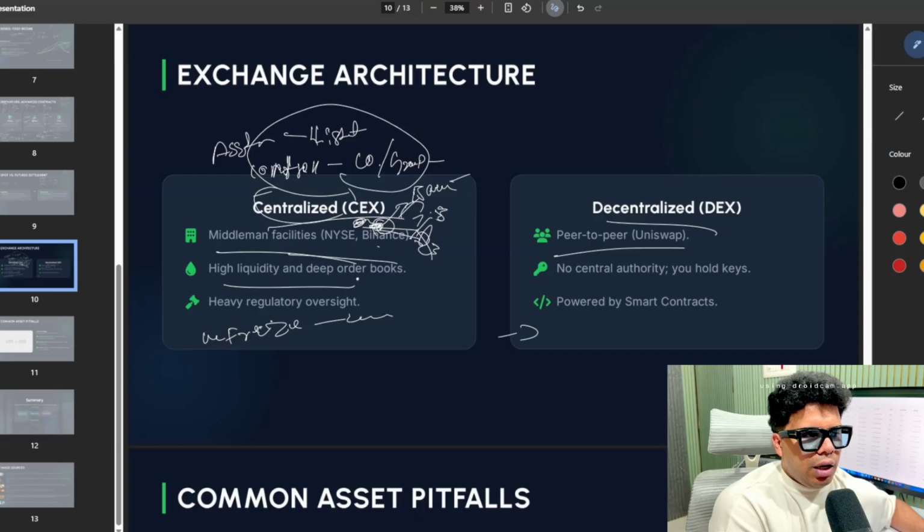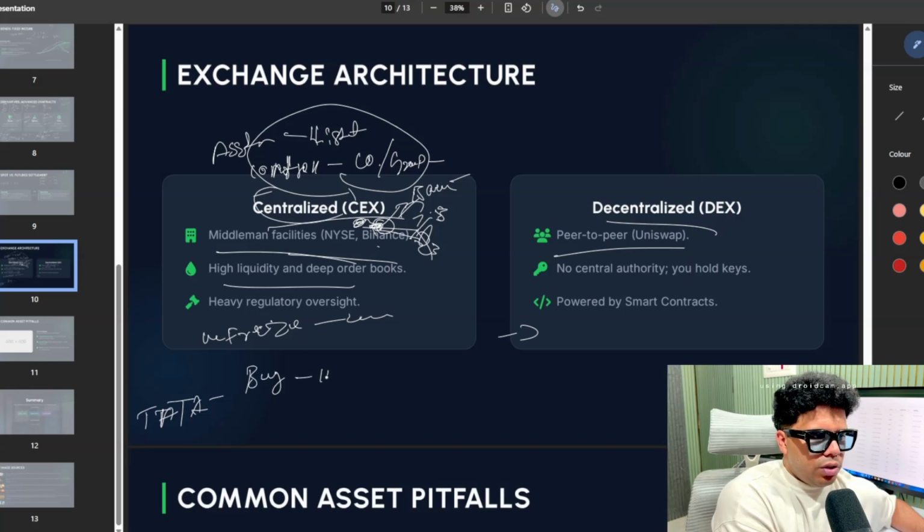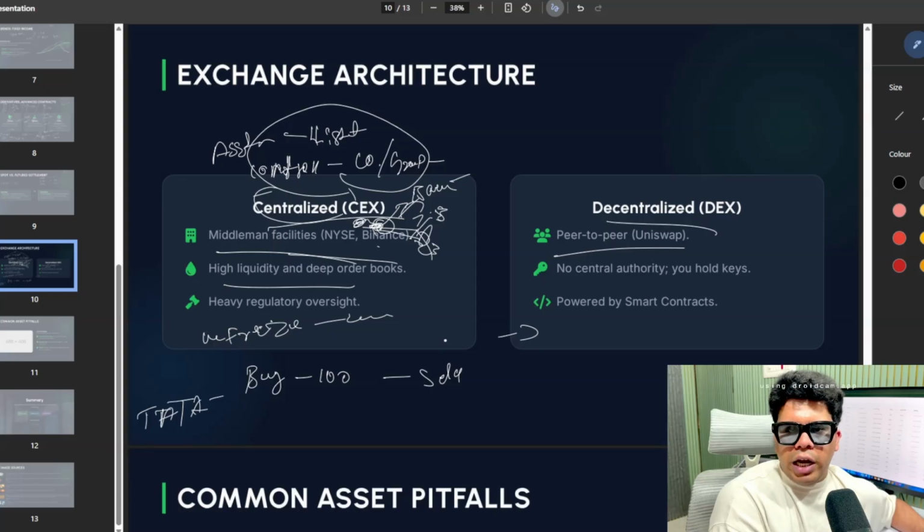High liquidity and deep order books. So what's the benefit of using the centralized? It means you will get high liquidity. For example, we're already getting some ideas about this, right? Tata Motors, if you want to buy at 100 rupees, there must be a seller at 100 rupees. This is called liquidity. If there is no seller at 100 rupees, it's called a lack of liquidity.